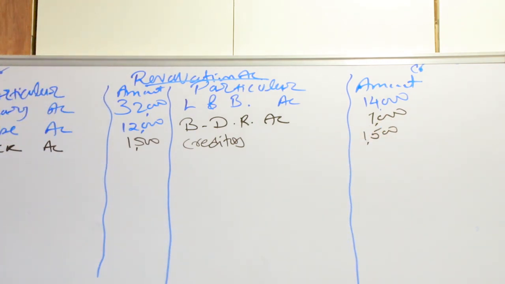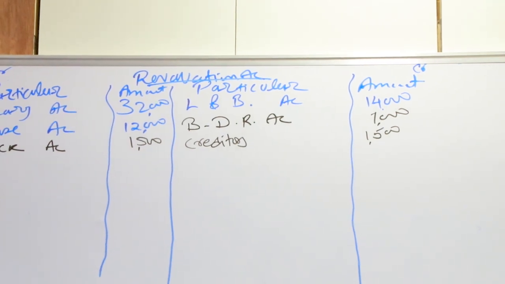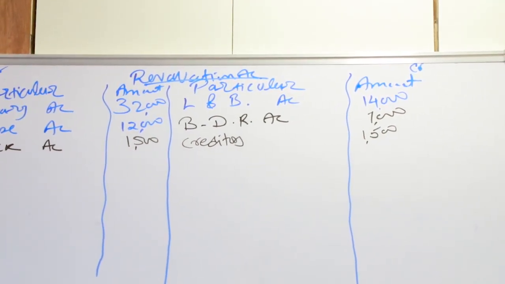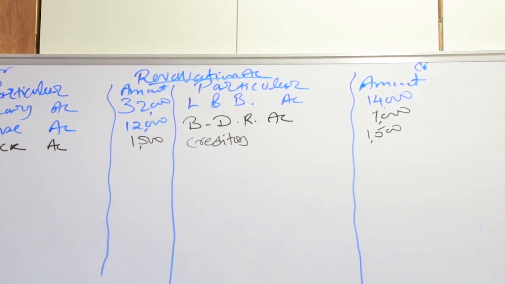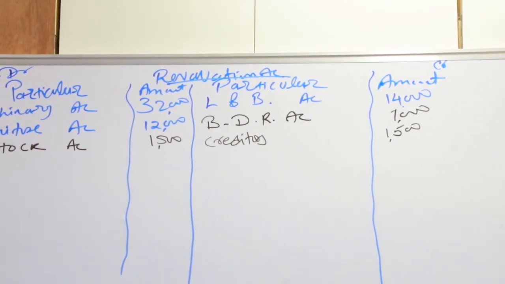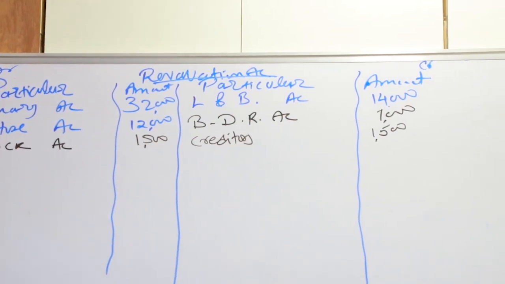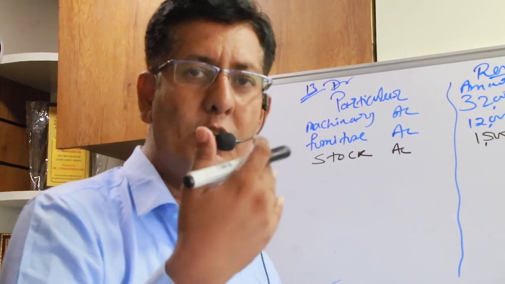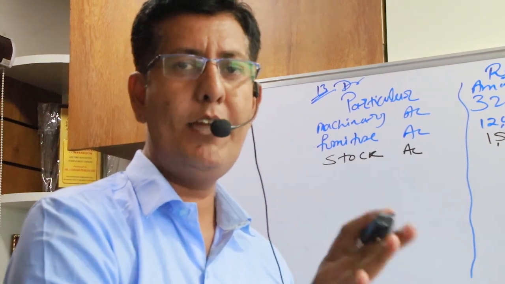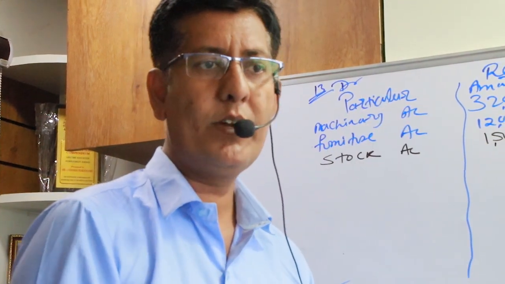1,500. Is it? The next, outstanding expense is 10,000 and income receivable is 2,000. Outstanding expense, rupees 10,000. Outstanding expense means expense still to be paid. In future we will have to pay this money. So what is it? It is a liability.